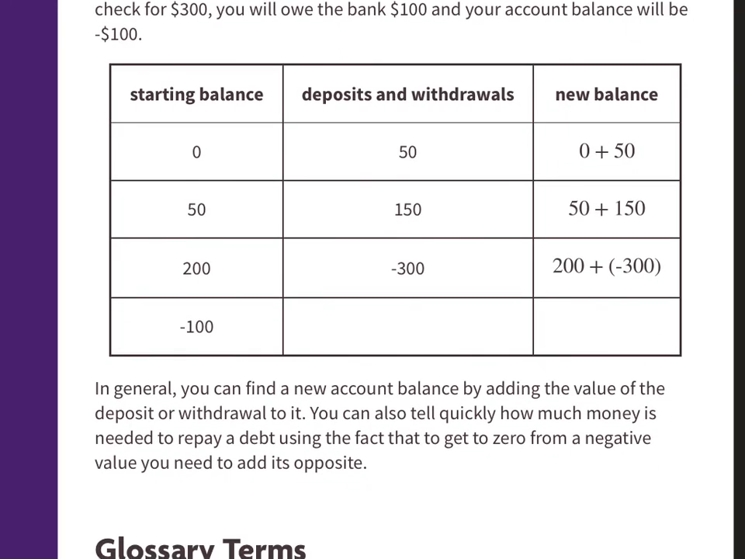Okay? So we have this. We start with 0 and we add 50. 0 plus 50 is 50. And then we add 150, we get 200. Then we take out 300, so 200 plus negative 300 is negative 100. In general, you can find a new account balance by adding the value of the deposit or the withdrawal to it. You can also tell how much money is needed to repay the debt by using a fact to get to 0 from a negative value: just add its opposite.